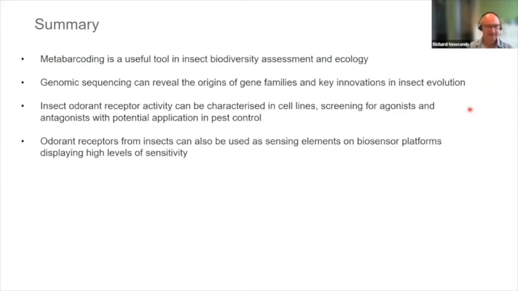Okay, so just to summarize, hopefully I've persuaded you that metabarcoding is a useful tool for looking at insect biodiversity assessment and ecology, that using genome sequencing now, we can actually start to look at some of the key innovations and the origins of gene families in insects. And that through looking at some of these gene families of odorant receptors, we may be able to start thinking about novel pest control applications and also applications in biosensor development.